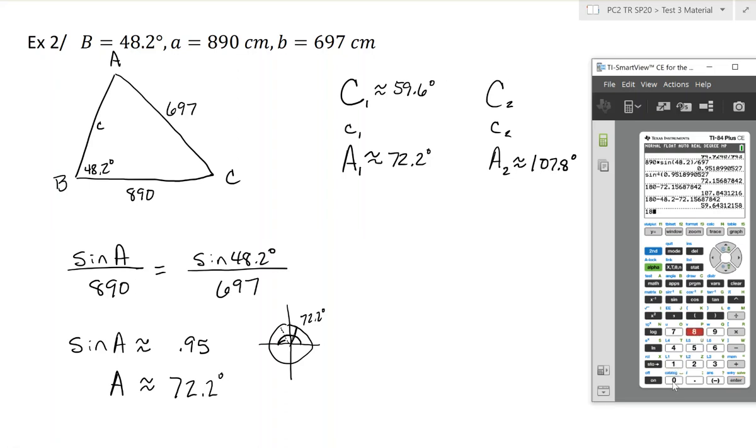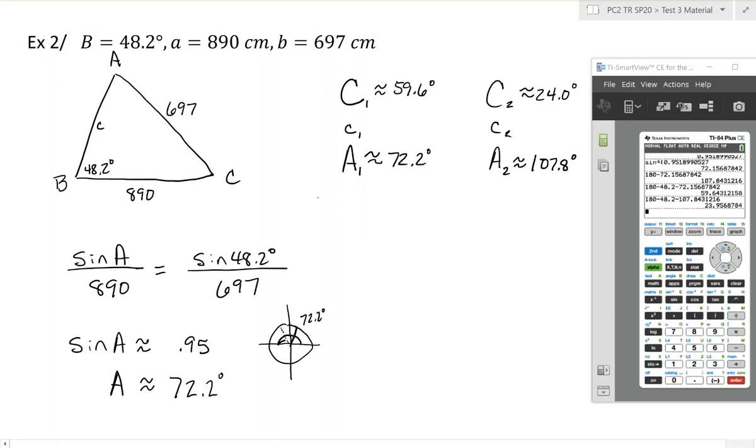Now we need to find our C sub 2. That's 180 minus the 48.2 that was given, and minus the 107.8 that we found. So if we're talking this triangle, then we've got about 24.0 degrees. All right, now we need to find little c sub 1 and little c sub 2.